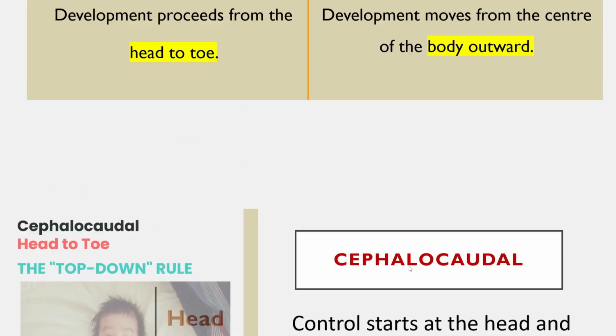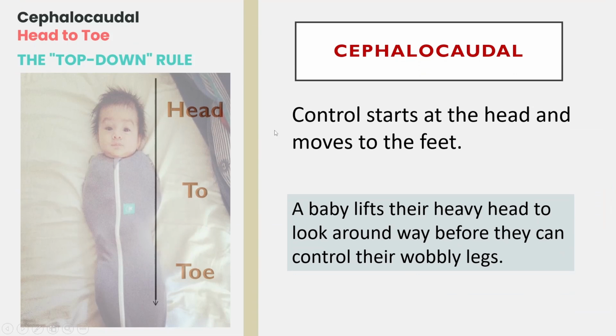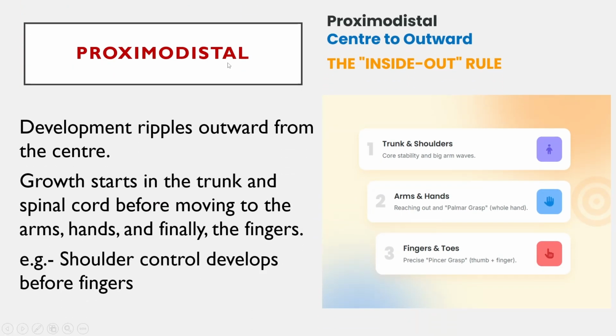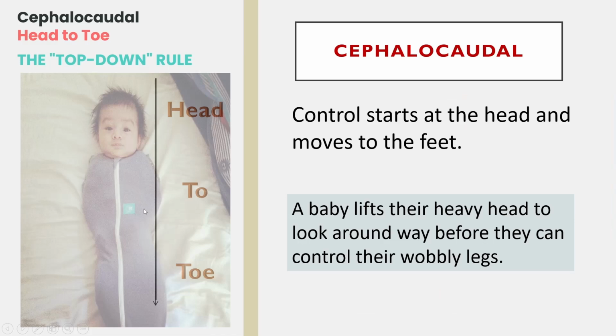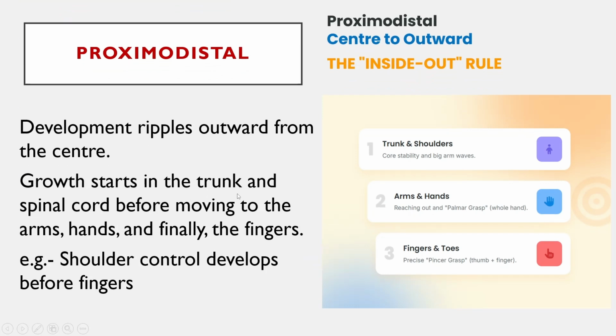With an example, you can clearly understand the concept. A baby lifts their head first and then legs. So that's why it is called head to toe. And proximodistal, center to outward, the inside out rule. Development ripples outward from the center. Now, what is the center? Center is the torso part of the body. Torso is the middle part, this part of the body. So growth starts in the trunk and spinal cord before moving to the arms, hands, and finally the fingers.